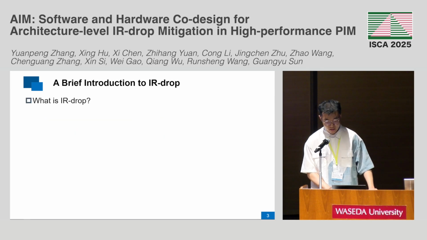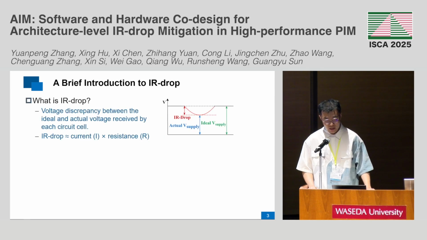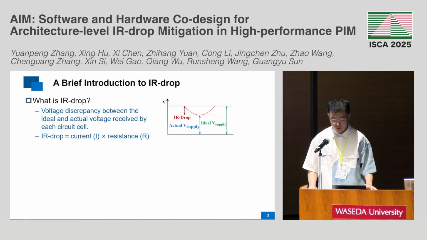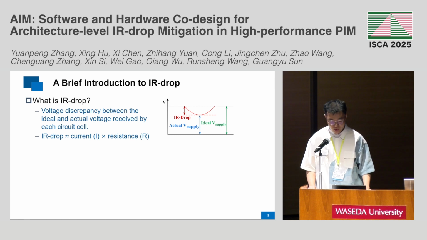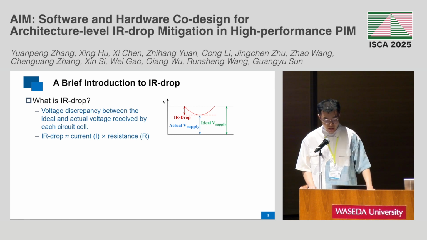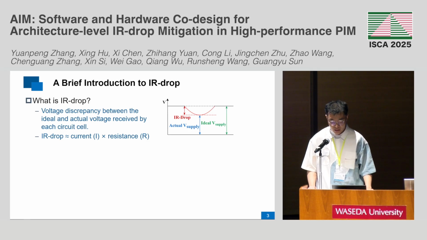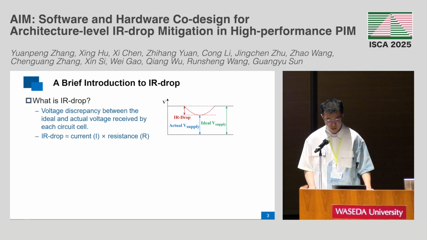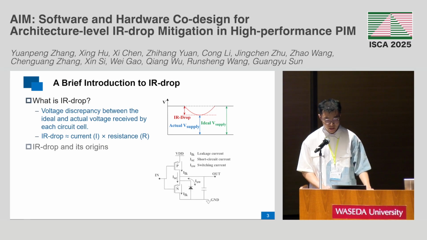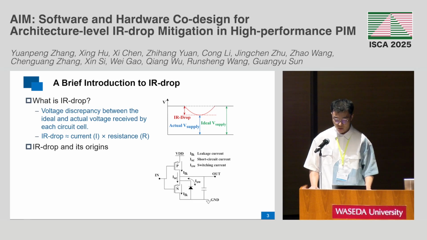Airdrop represents the voltage discrepancy between the ideal voltage supply and actual voltage received by each circuit cell. Its magnitude is positively correlated with the product of current passing through the power delivery network, I, and the resistance, R. Airdrop can be classified into static airdrop and dynamic airdrop.